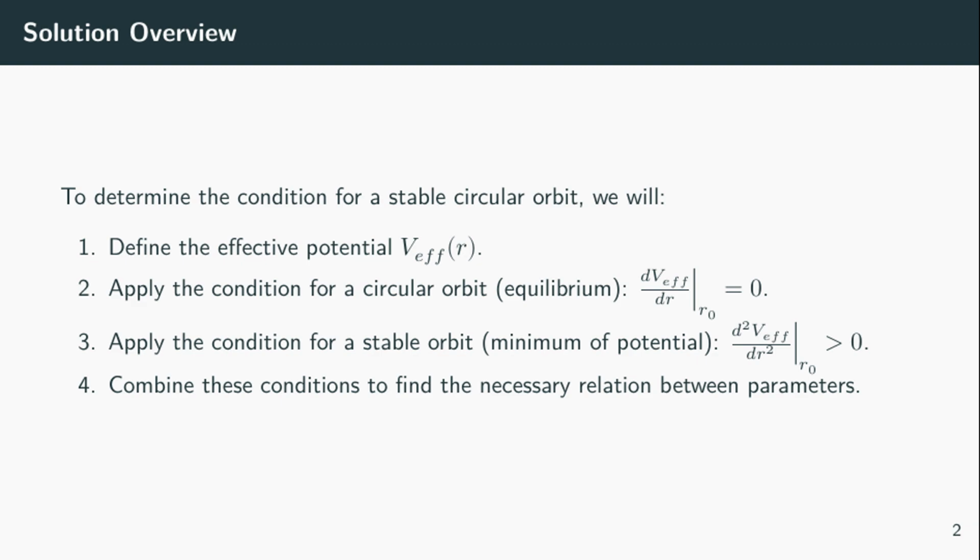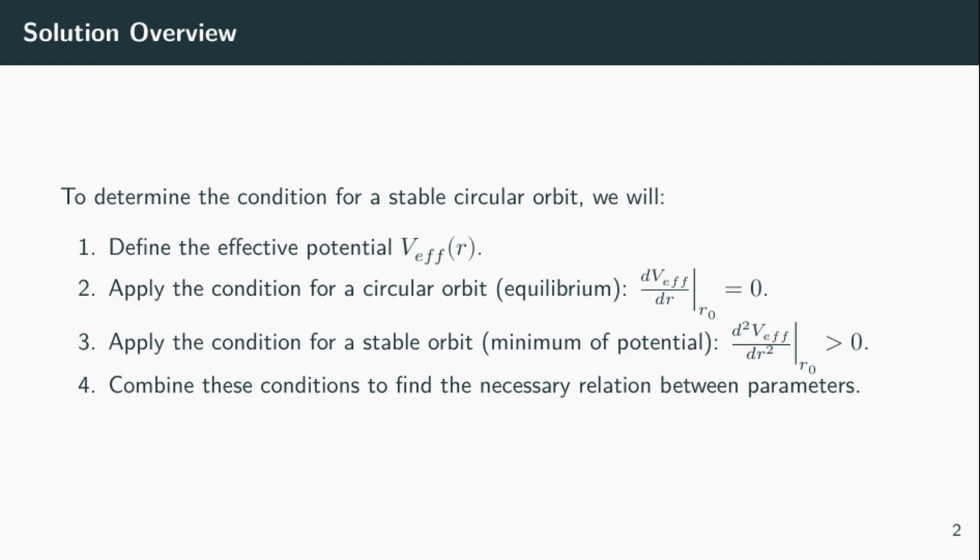First, we'll define what we call the effective potential, which simplifies this 3D problem down to a 1D analysis in terms of the radial distance r. Second, we'll apply the condition for a circular orbit to exist. This happens at an equilibrium point, which means the first derivative of the effective potential with respect to r, evaluated at the orbit radius r0, must be 0.